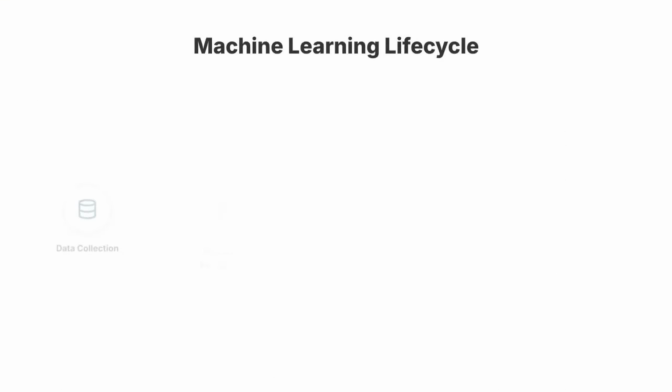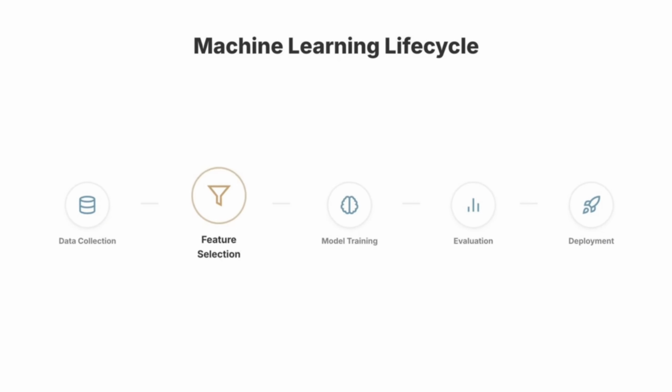After exploring our dataset thoroughly and identifying key patterns, we carefully select the most relevant features. This step ensures that we reduce noise and focus on the variables that truly impact our model performance.